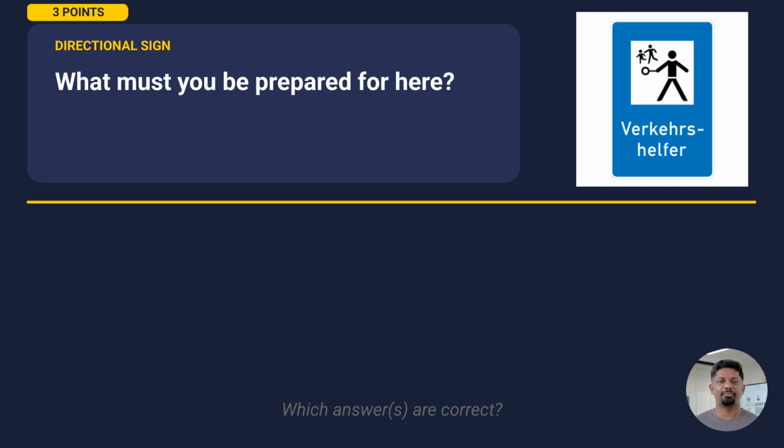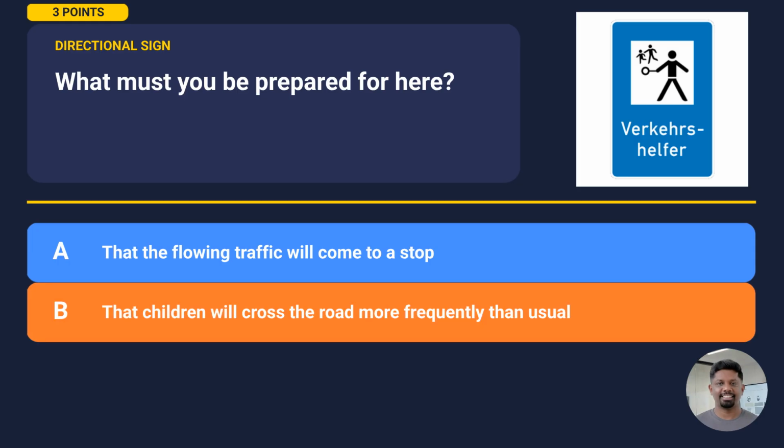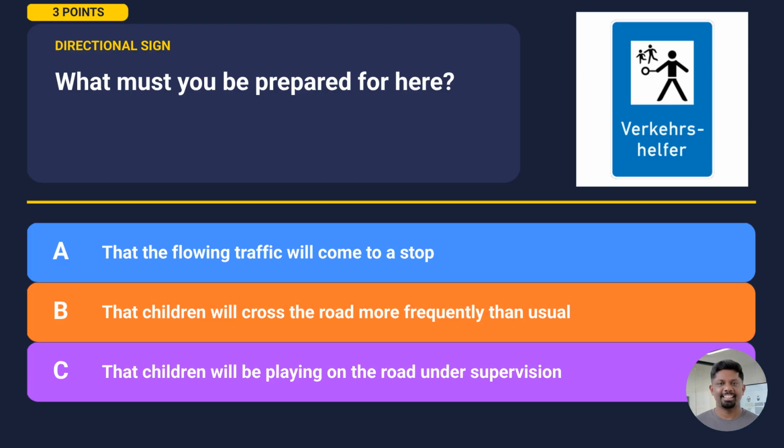Moving right along. What must you be prepared for here? Take a moment to look at the options. Option A. That the flowing traffic will come to a stop. Option B. That children will cross the road more frequently than usual. Option C. That children will be playing on the road under supervision.